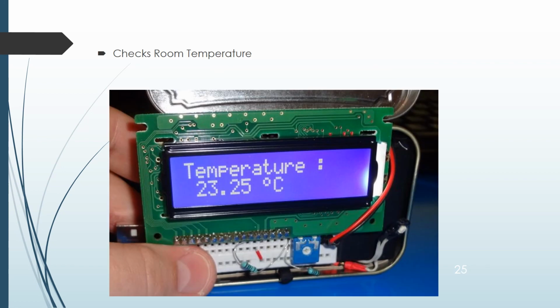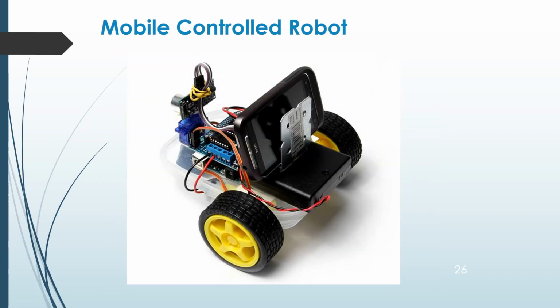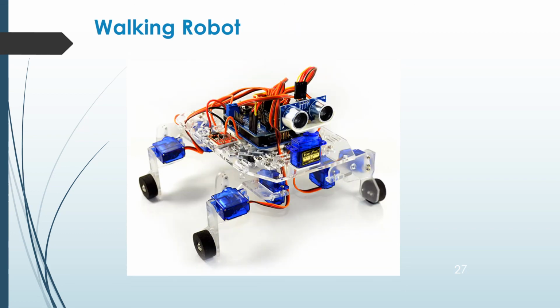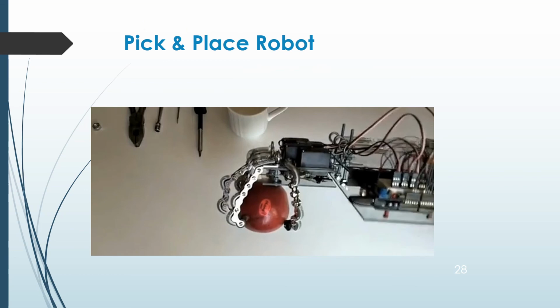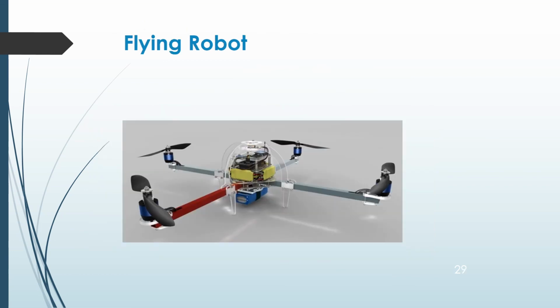Nextly, you could see this is a slide view for your robotic control which has been used for Arduino applications. Nextly, we could check the temperature sensor as well to see the temperatures. Nextly, we can see the application for a mobile control robot. Nextly, a walking robot, pick and place robot. And lastly, a flying robot.